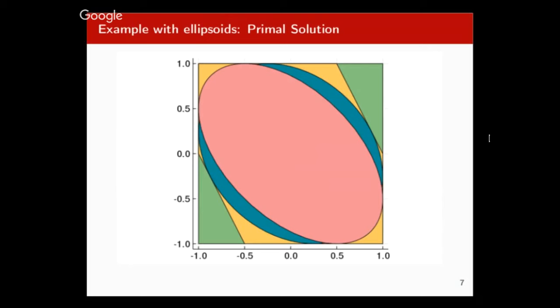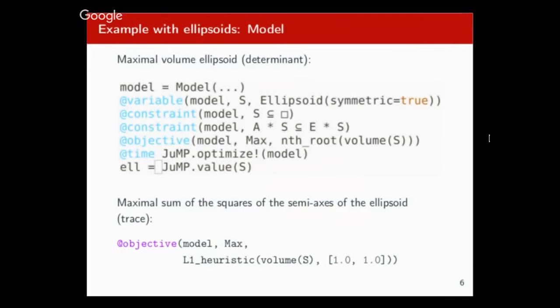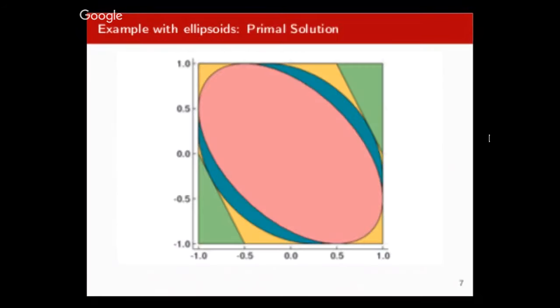This is a constant, the green square, and if you solve the problem and here you say polyhedron, you would get the yellow one. If you say I want S to be an ellipsoid and maximize the determinant of S, and solve this program, you will get the blue one. Then if you replace this line by this line, you get the red one.